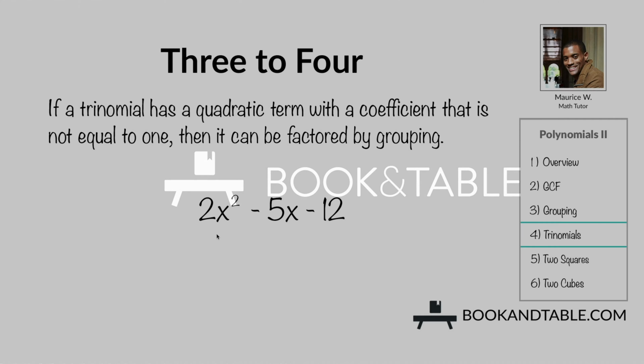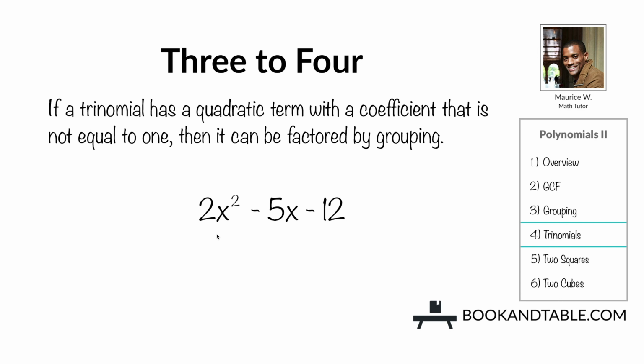If a trinomial has a quadratic term with a coefficient that is not equal to 1, then it can be factored by grouping. So we have no common factor to remove. If we look at our numbers, for example, we have 2, -5, and -12. No common factor to remove. And we do not have x in each term, so we cannot remove x from each. So there's no common factor to remove. And as we mentioned, the leading coefficient is not equal to 1.